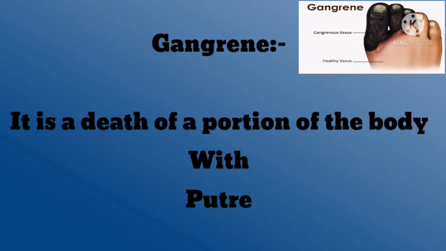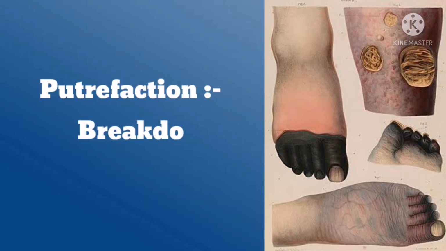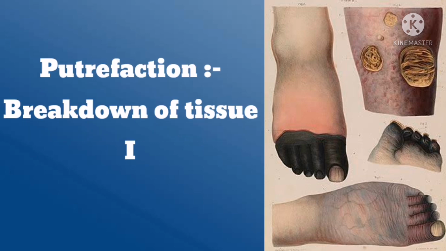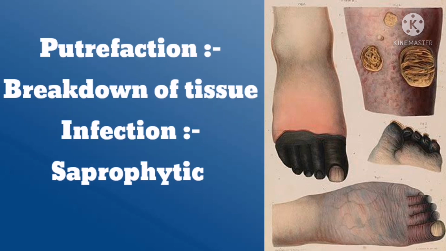What is meant by gangrene? Gangrene is the death of a portion of the body with putrefaction. What is meant by putrefaction? It is the fifth stage of cell death. Putrefaction is the process of breakdown of the cells. In every case of gangrene, there must be an associated infection, the infection with saprophytic bacteria.